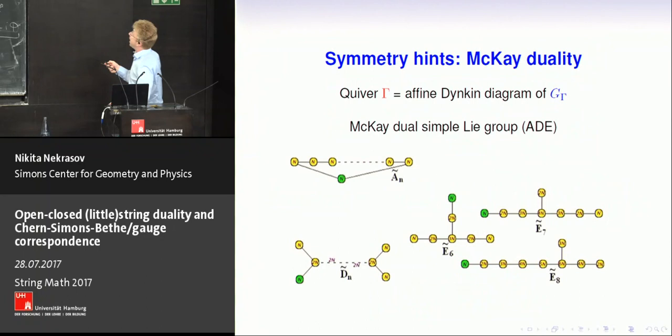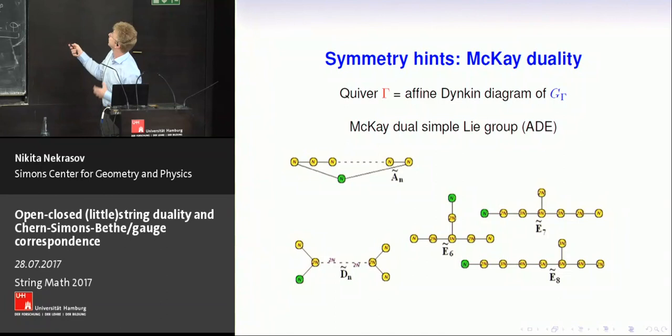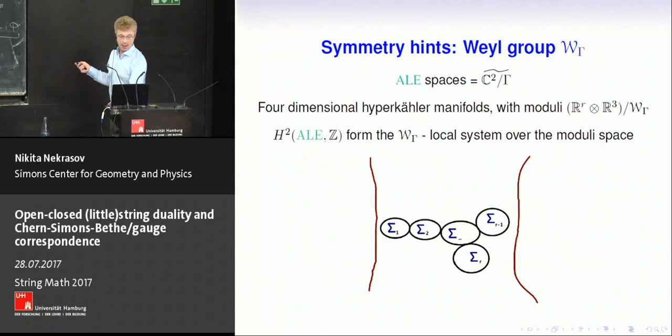By identifying the graph which you get by studying the representation theory of the finite group with Dynkin diagrams, you get a correspondence between finite subgroups of SU(2) and simple Lie groups. This is just a combinatorial identification. Trying to understand where this correspondence comes from, if you follow the physics path, will eventually lead you to the string theory construction, which I will use today.